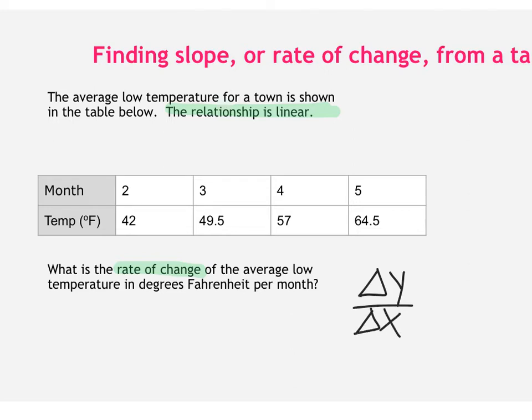All right, so let's start off by looking at our change in y. Our y is going to be this bottom part of the table here. These will be our y values. So by change in y, to go from 42 to 49.5, what is the change there? To get from 42 to 49 is up 7, and then we also have that extra half, so it's going to be up 7.5.